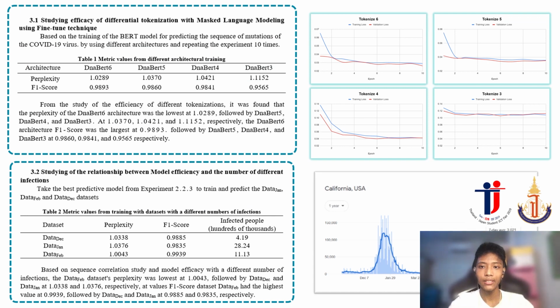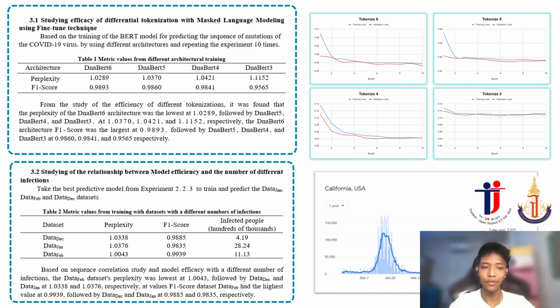In the first experiment, we studied the efficiency of different tokenizations with masked language modeling using a fine-tuning technique. From the results of the experiment, we found the DNA-based model with 6-mer tokenization has the lowest perplexity and highest F1 score. Finally, the DNA-based model is the most efficient. That is because it has more tokens. As a result, the model learns the dataset better because there are many patterns to study, causing the model to be less confused by the dataset and achieve the highest efficiency.